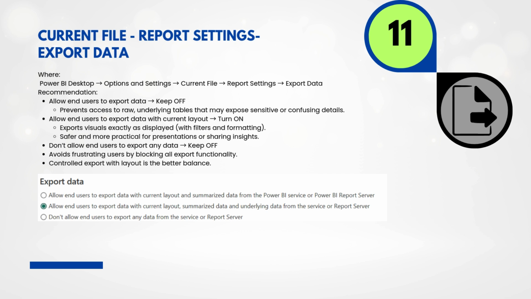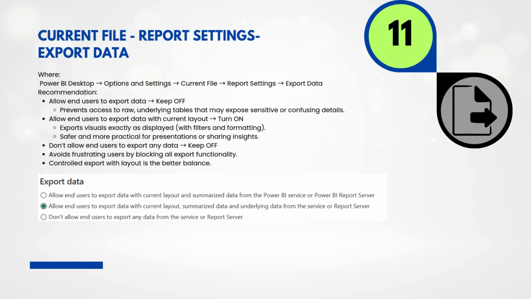It lets users export data exactly as they see it in the visual, with filters, formatting, and layout preserved. For example, imagine a manager wants to take a KPI chart from your dashboard and drop it into a presentation. With this setting on, they get the same numbers and the layout they saw in Power BI without extra hidden data. Recommendation is turn this on. It keeps the export feature practical while protecting the integrity of your model.